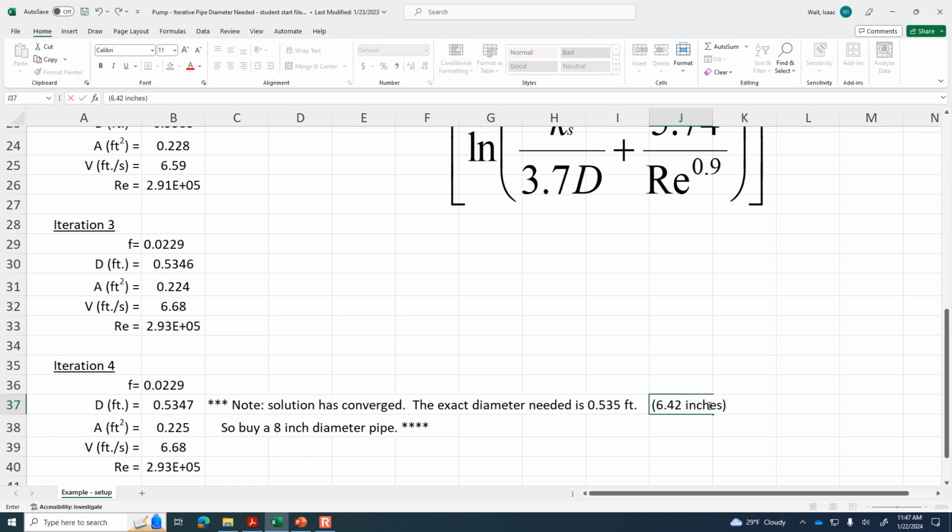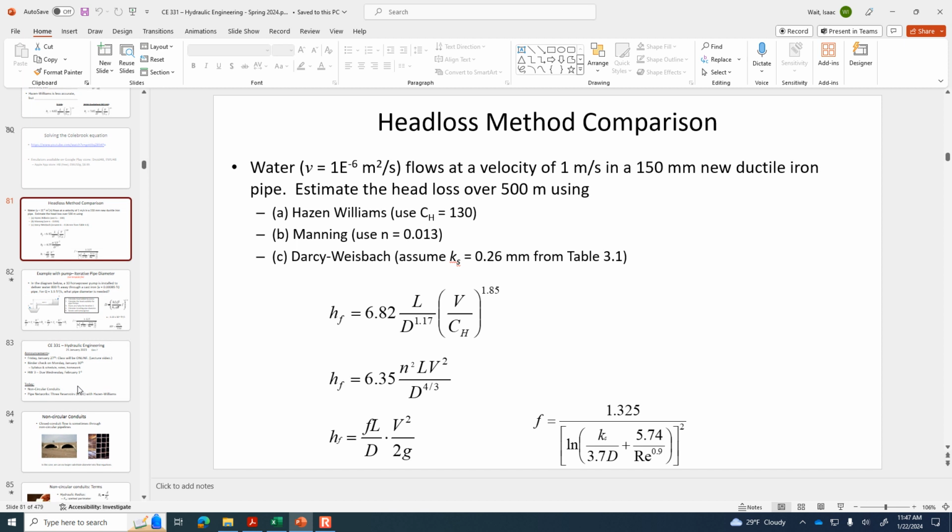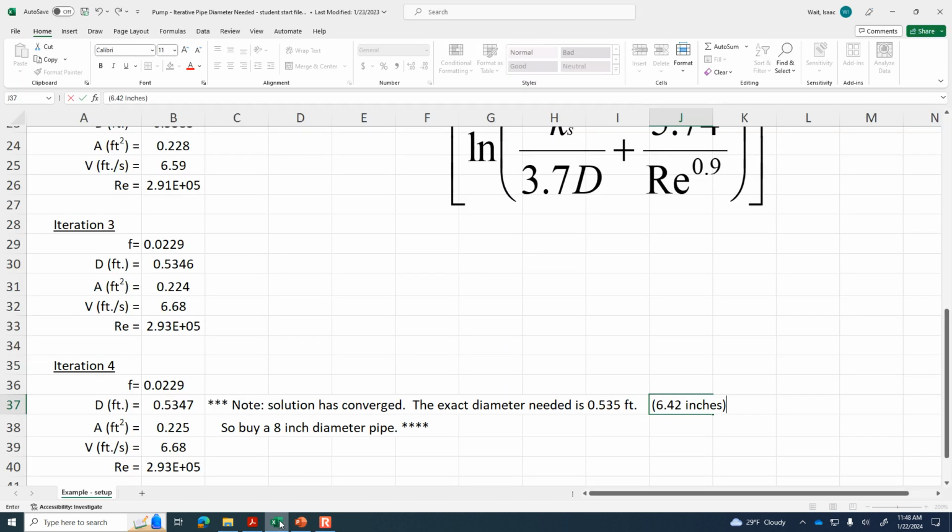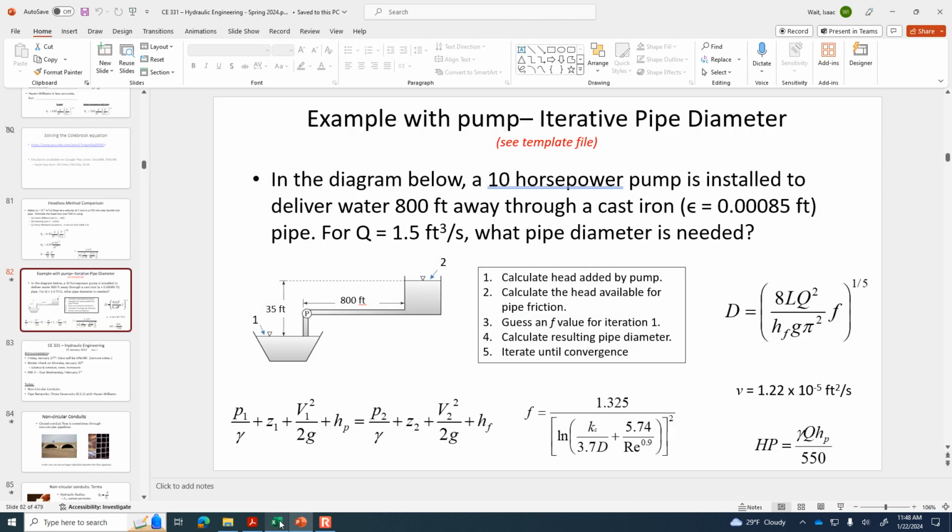If we went with a 6-inch diameter pipe in this situation, what would happen if we went smaller than is required? This setup was telling us we need it to be 6.42 inches. So what if we only went with 6 inches? What would be the result? Let's say it's the same elevation difference, it's the same 10 horsepower pump, but instead of the 6.42 inch pipe diameter, we use just a 6 inch pipe diameter. What would be the result? The water would still flow. It would still get the water there. But the head loss would be more than 23.76 feet for a flow rate of 1.5 cubic feet per second.